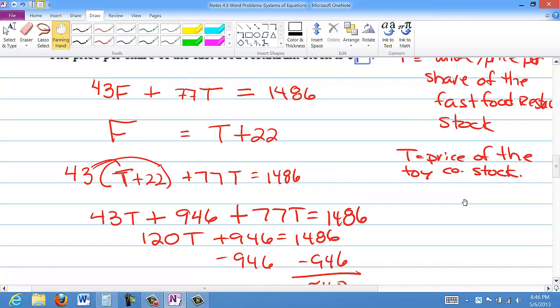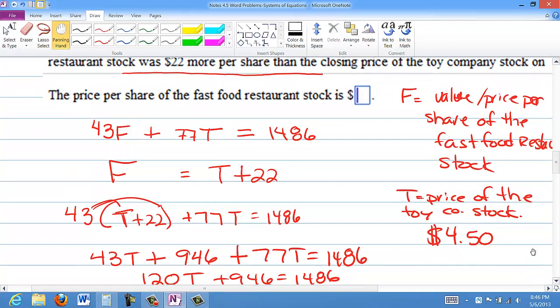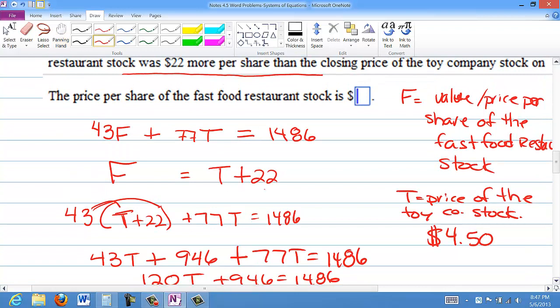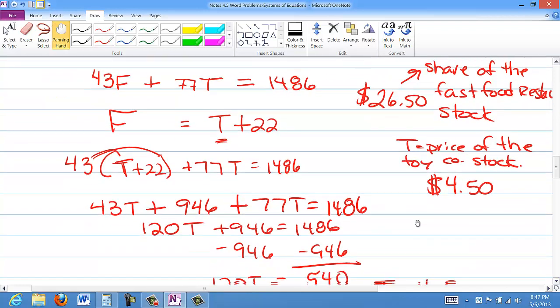So we now know that the price per share for the toy company stock was $4.50. Now the fast food is $22 more than the toy company stock. So we simply take 22 plus 4.50, and that's going to give us $26.50 for the price of the fast food stock.